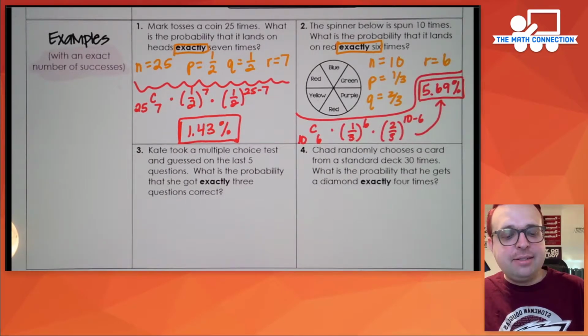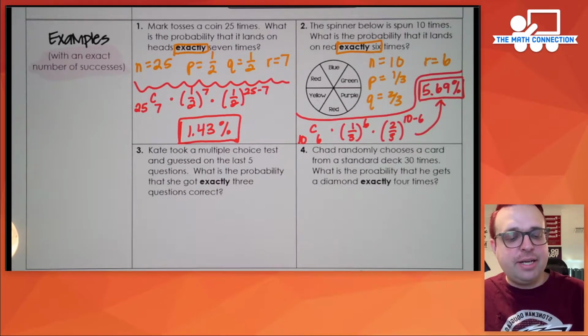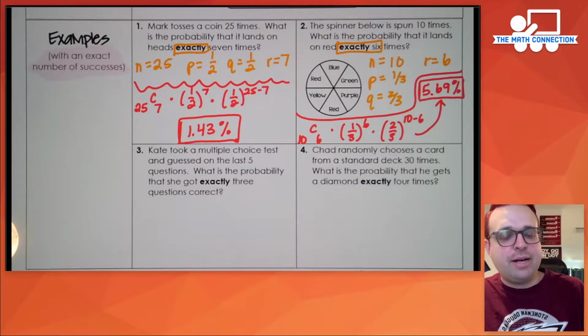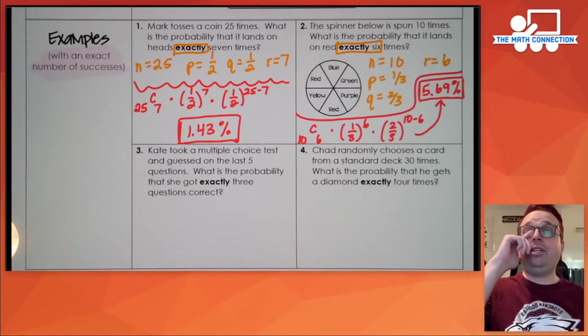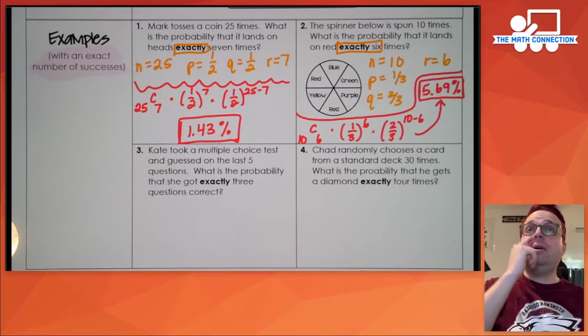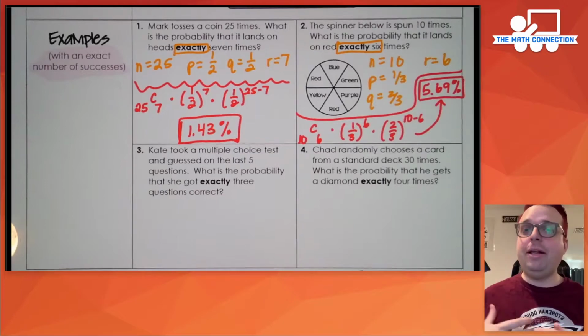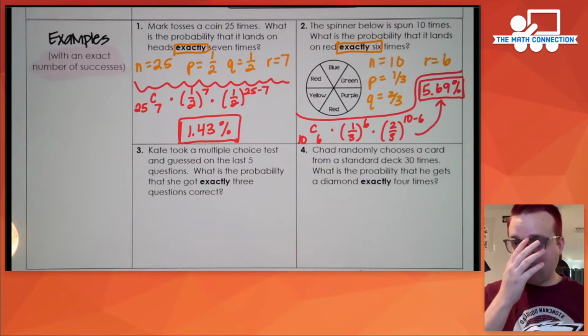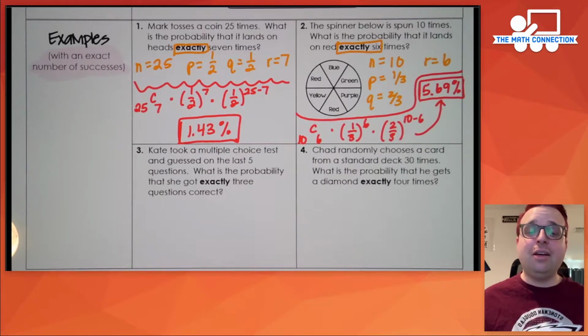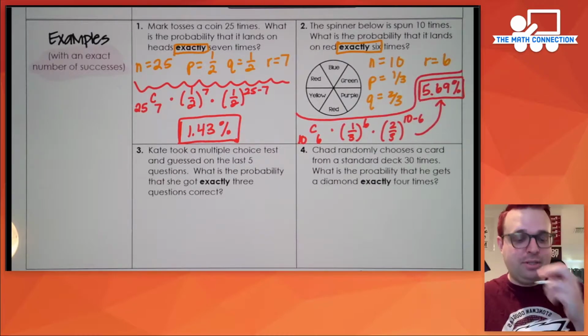So next example, Kate took a multiple choice test and guessed on the last 5 questions. Typical. What is the probability that she got exactly 3 questions correct on those last 5 questions that she guessed on? Okay, so notice they didn't tell you anything about how many questions are on the test, because we don't care about the whole test. We care about these last 5 questions.